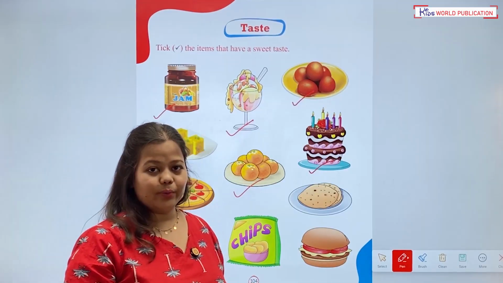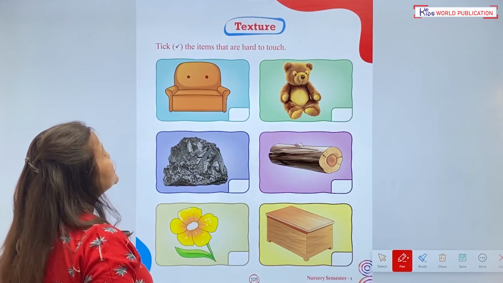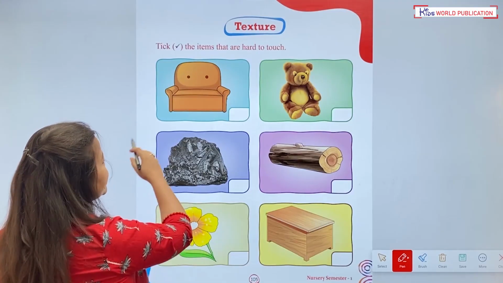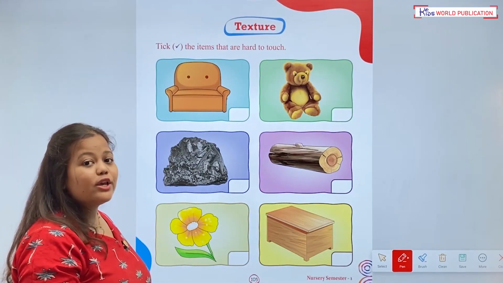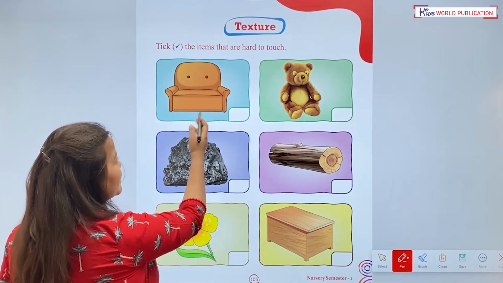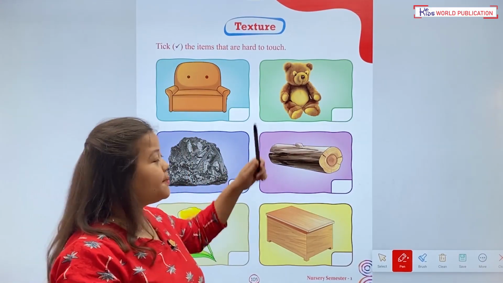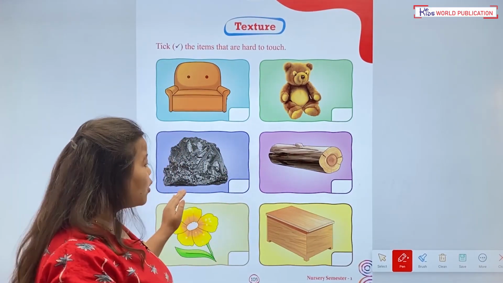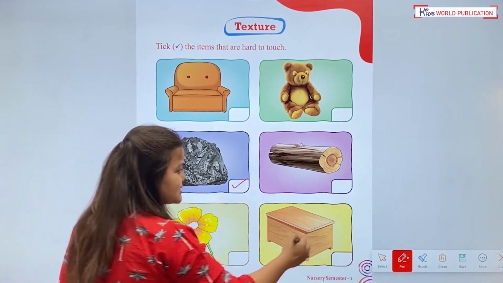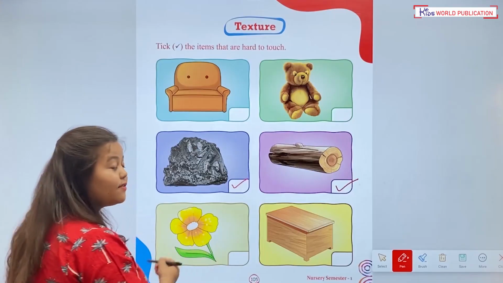Burger. No. Texture. Tick the items that are hard to touch. So kids, here you can see some pictures are given. So we will take that picture which is hard in touch. Sofa. No. Teddy bear. No. Coal. Yes. Log. Yes. Flower. No.